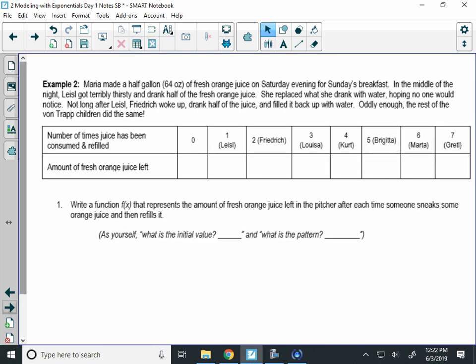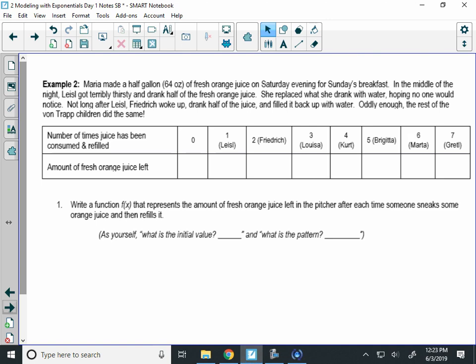Let's keep working on writing a model here. So this one is talking about the sound of music. It says, Maria makes a half gallon of orange juice on Saturday evening for Sunday's breakfast. In the middle of the night, Liesl got up and she was super thirsty. She drank half of the orange juice. She didn't want anyone to know she drank the orange juice, so she refilled the pitcher with water.